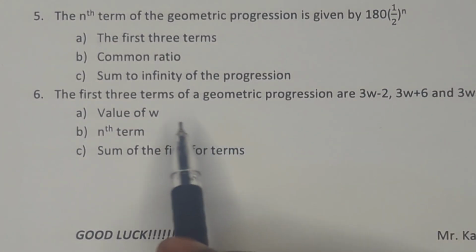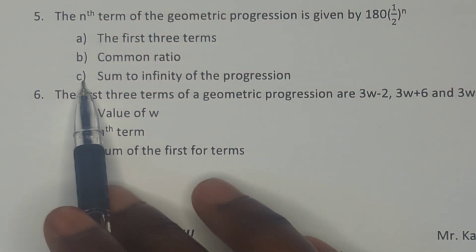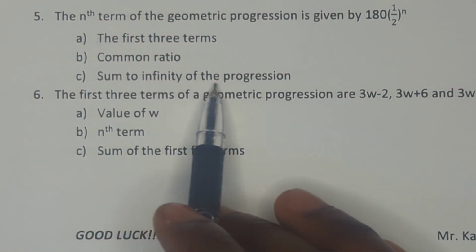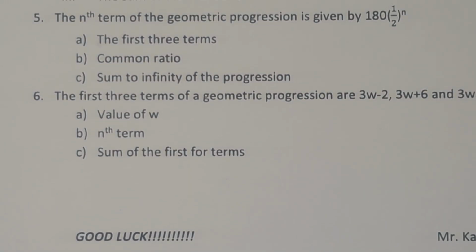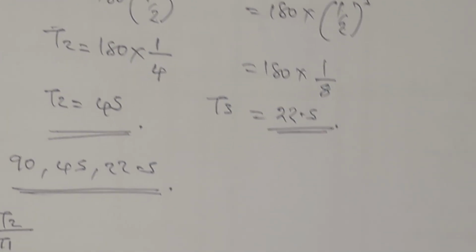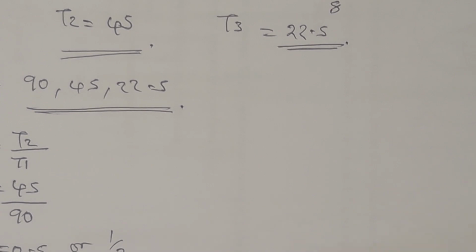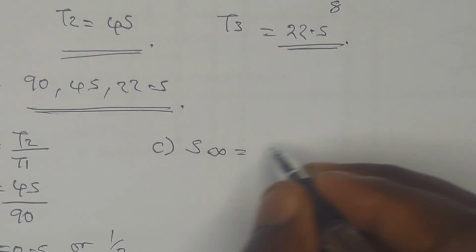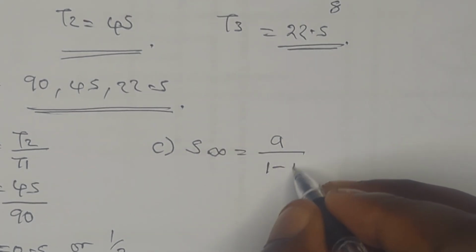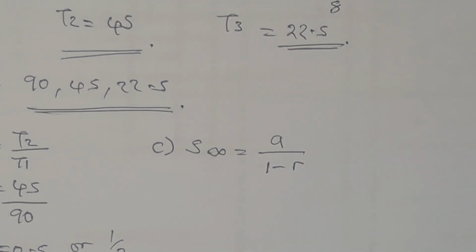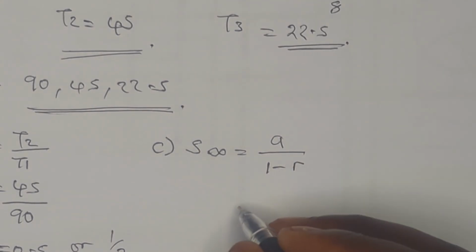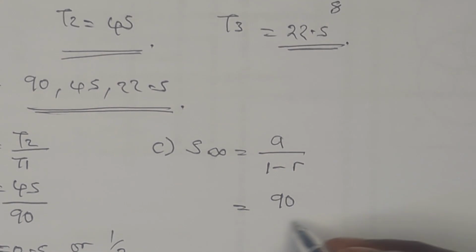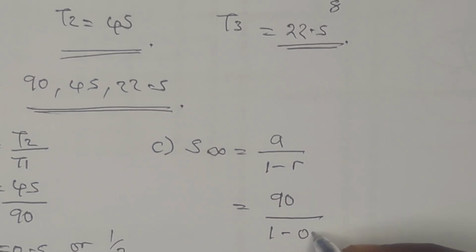Now the last question here, which is C, is the sum to infinity of the progression. The formula is given by sum to infinity is equal to A over 1 minus R. So A represents the first term, and our first term is 90. So this is 90 over 1 minus R, that is 0.5.